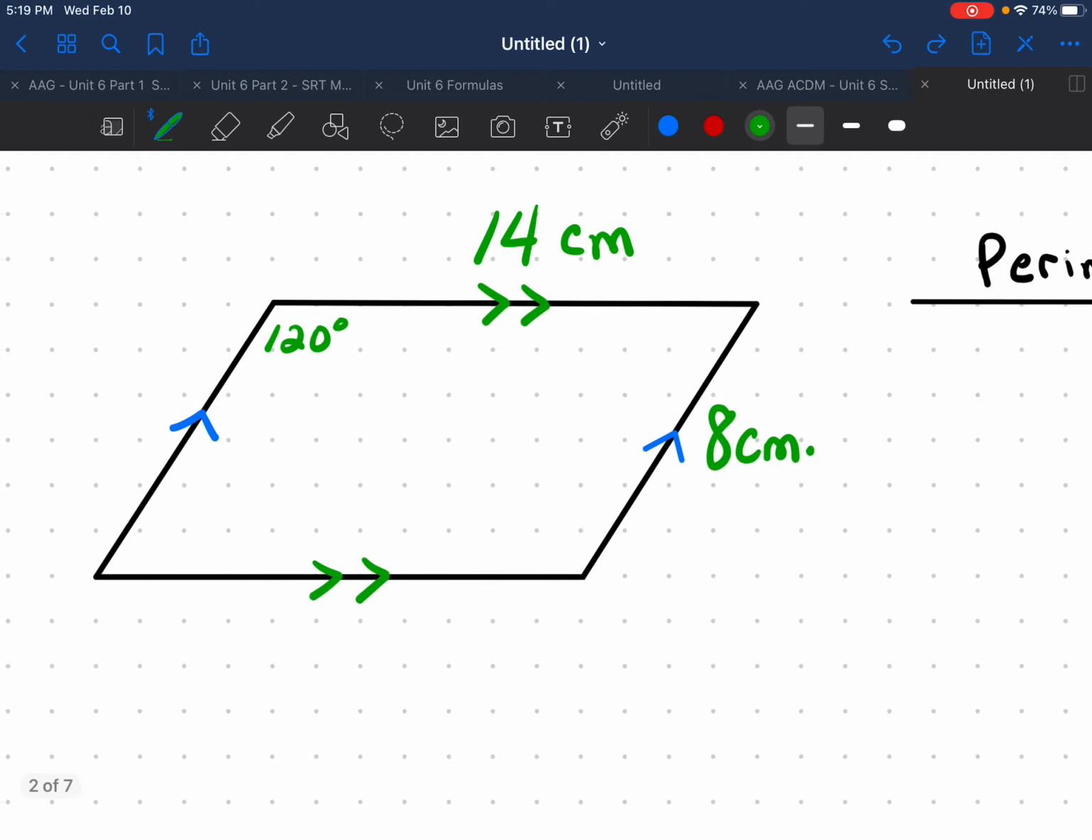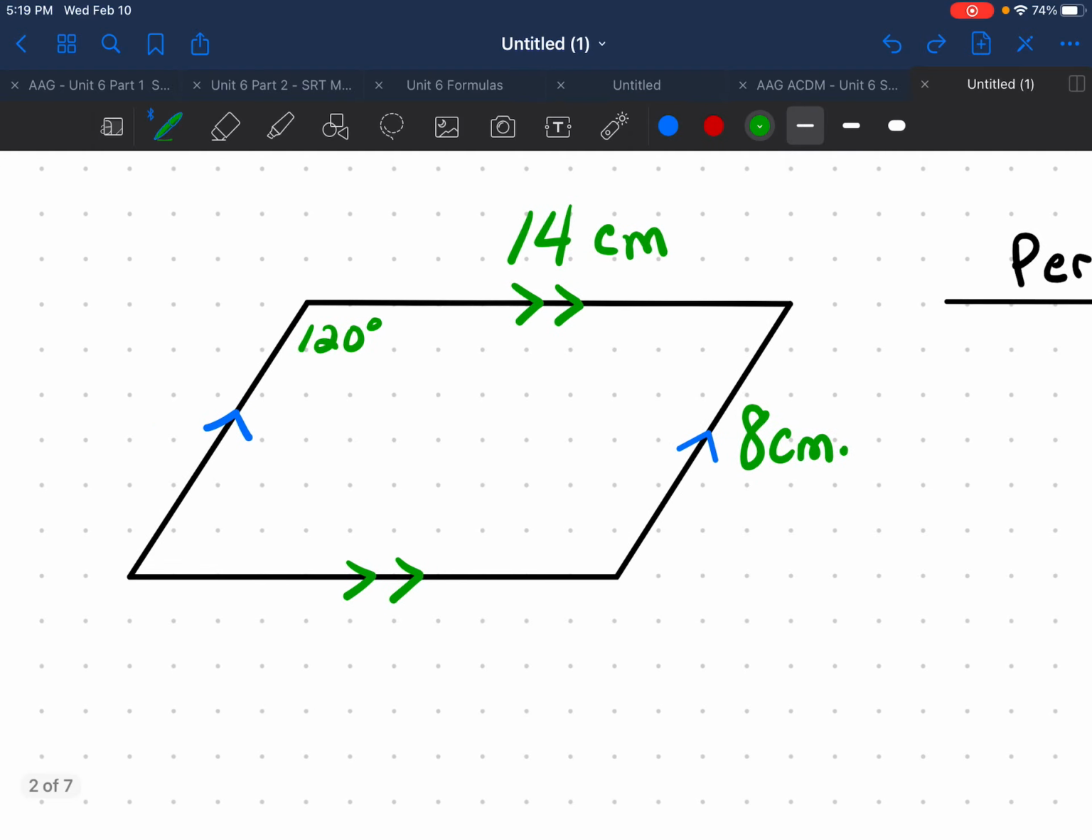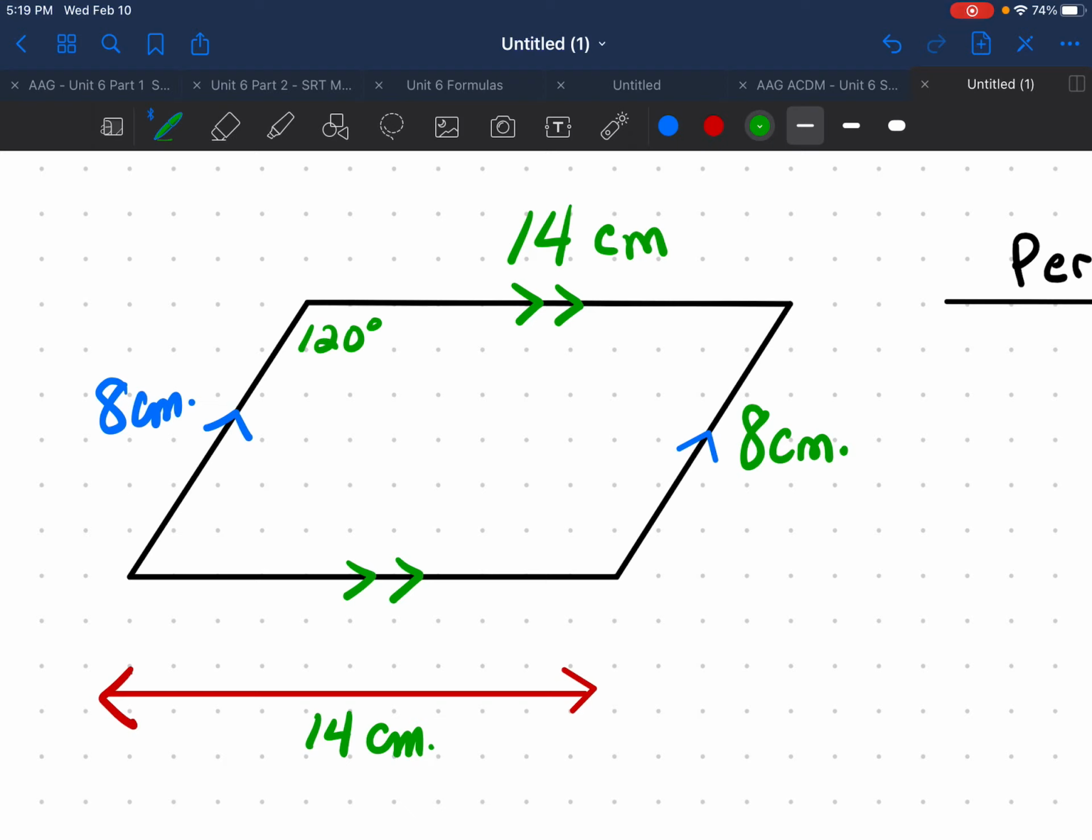Now, just like any parallelogram or rectangle, the opposite sides should be the same length, right? So we can now label this side as 8 centimeters, and we can label this side as 14 centimeters. Ooh, actually, I want to come back. I want to give myself a little space here. So I'm going to come back and talk about this in a second, okay? But let's first remember that the entire length of this base, I'm going to use this as the base, is 14 centimeters. All right, I'll come back. You'll see why I'm doing that in a second.